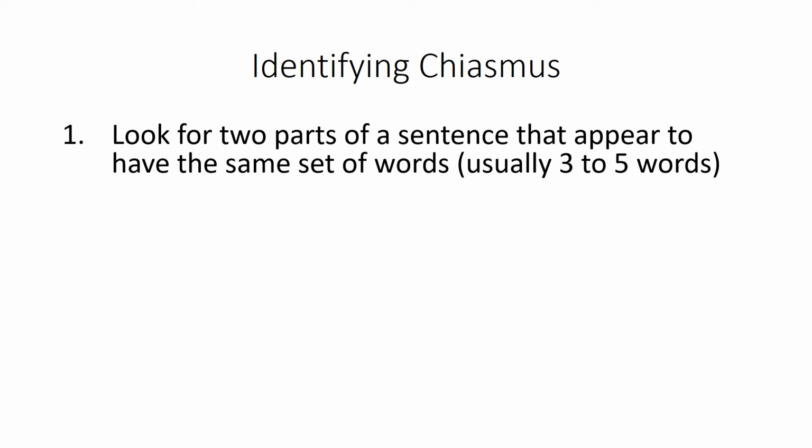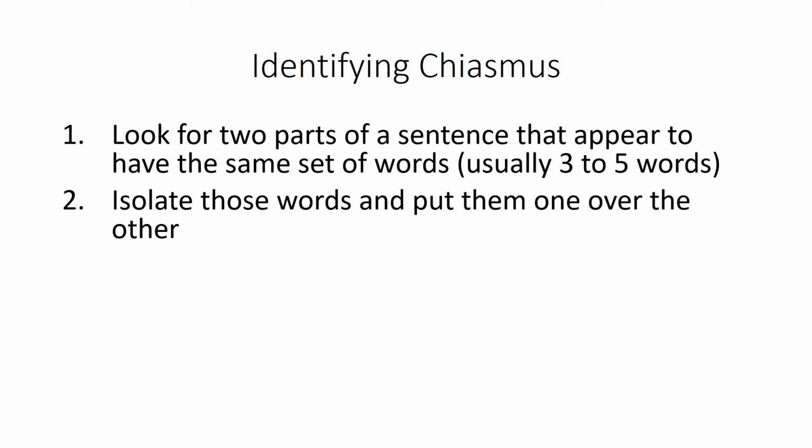If you can find 3 to 5 words that occur more than once in a sentence, you're probably starting to identify some type of chiasmus. But that's not the only thing you must do. The next step is you need to isolate those sets of words and put them one over the other. The first phrase, put it on top of the second phrase.